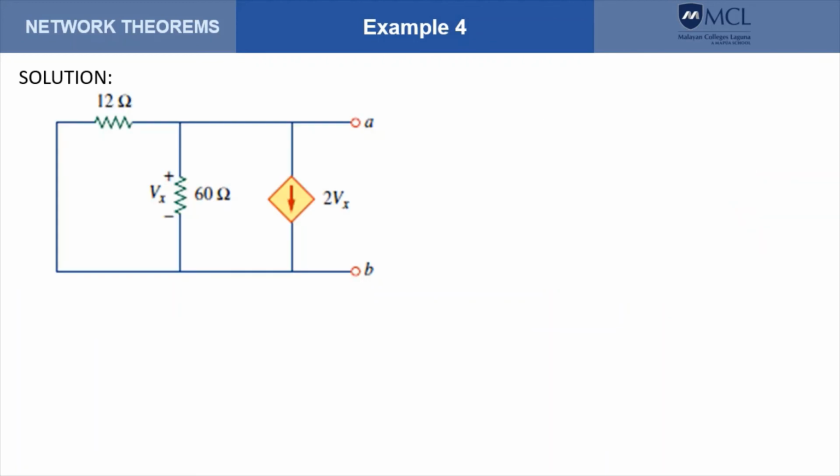Now let's solve for our RTH. So we use the same circuit, but we remove the independent source. So we remove the 30 volts there, but we leave the dependent source behind. So here is our dependent source. Now, because of the presence of the dependent source, we cannot use case 1 to solve for RTH because we cannot combine 60 ohms with 2Vx.